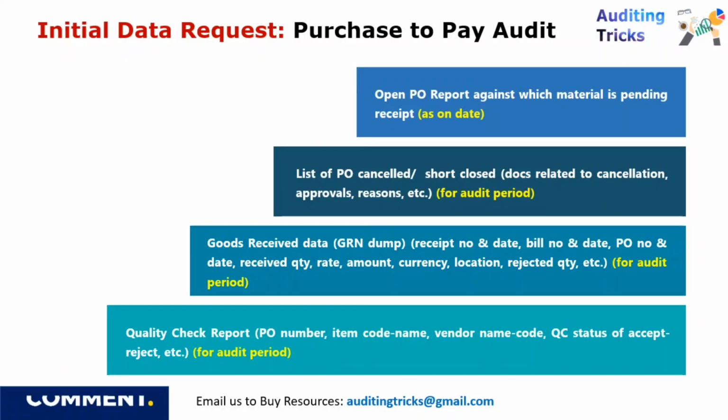Next, you can ask for the quality check report, which will include the details of the quality check which is being performed against the GRN. It must include the vendor details, the PO details, the item details, and the status of quality check which is performed by the quality department. It must mention the status whether the materials are accepted or rejected. There might be cases that a few quantities have been accepted and a few quantities have been rejected.